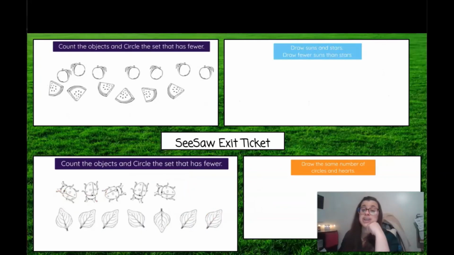Today in Seesaw, you're going to continue to work with fewer than, comparing objects and finding the fewer than, and you're going to be drawing some things to show that as well.